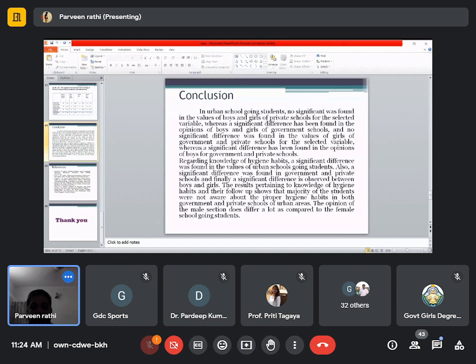The result pertaining to knowledge of hygiene habits and their follow-up showed that the majority of the students were not aware of proper hygiene habits in both government and private schools of the urban area. The opinion of the male section does differ a lot as compared to the female school-going students.